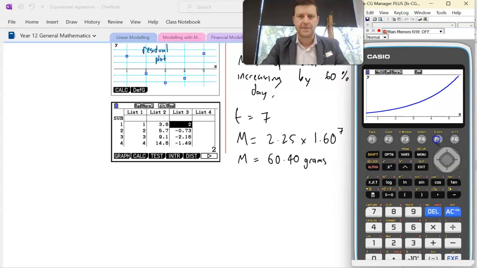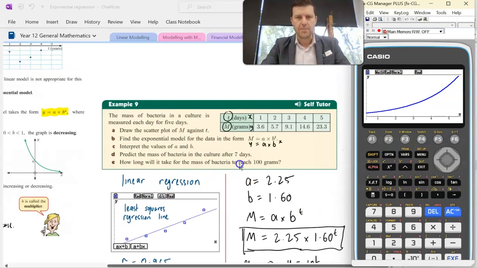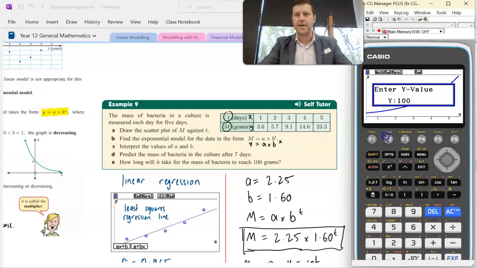Okay, and what we're then asking for is, what is the value of T when M is equal to 100? Or what is the value of X when Y is equal to 100? So what I'm going to do is an X calculate. All right, so I do Shift G-Solve, head across to X calculate, put in my Y value of 100 and hit execute. Now, if it doesn't show, it's because the view window is not big enough.